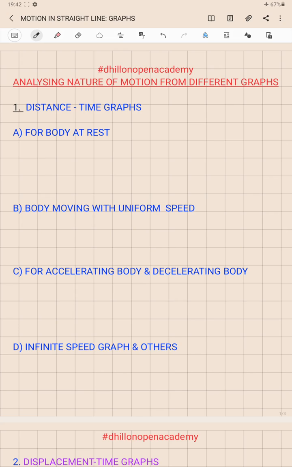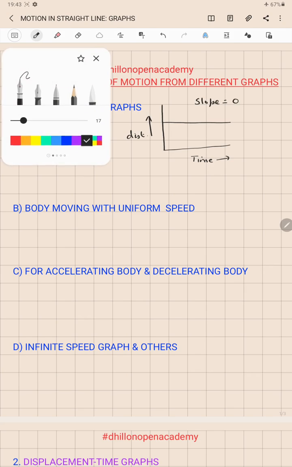First is the case when a body is in the state of rest. If a body is in the state of rest, then the distance time graph for the body will be a straight line parallel to the time axis, because we know that distance cannot be zero. So the straight line will not be right on the time axis, but it will be slightly above the time axis, parallel to the time axis. In this case, the slope of the graph, which is giving us the speed of the body, will be equal to 0.